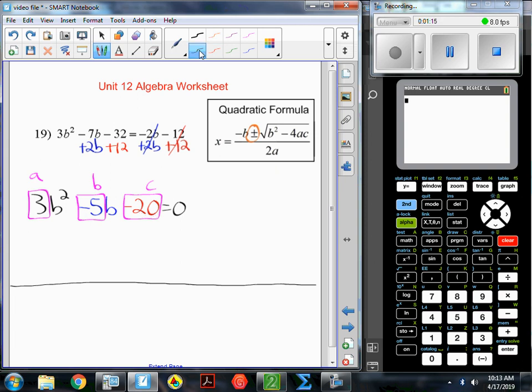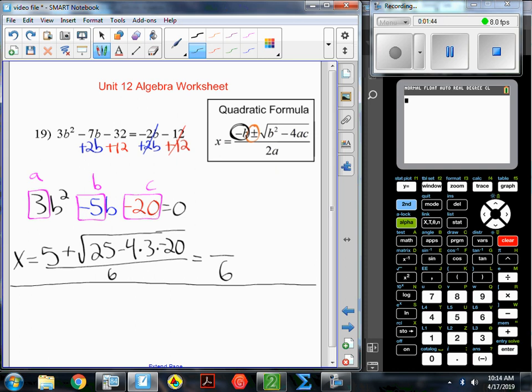So for my top equation, I'm going to say x equals negative b, which is the opposite of b, so positive 5, plus the square root of b squared. Negative 5 times negative 5 is 25, minus 4 times a times c. So a is 3, c is negative 20. All divided by 2 times a. 2 times a is 6. That's going to give me something over 6.